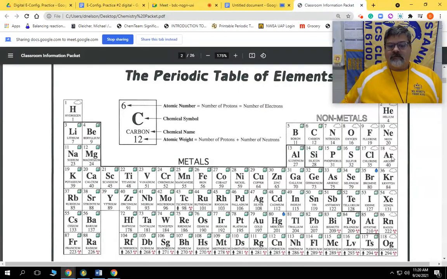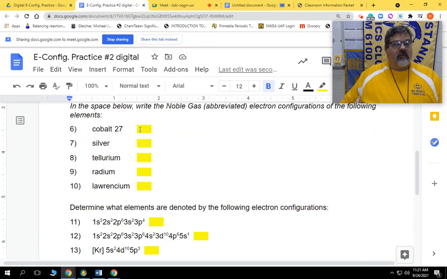Then I'm going to find out what the previous noble gas is. Remember, noble gases are on the end here. The easiest way to do it is to look at the number of cobalt and then go over to the noble gas. Which one has a number that's not higher than that? The first one that has a number less. Argon. So we're going to put argon in brackets.